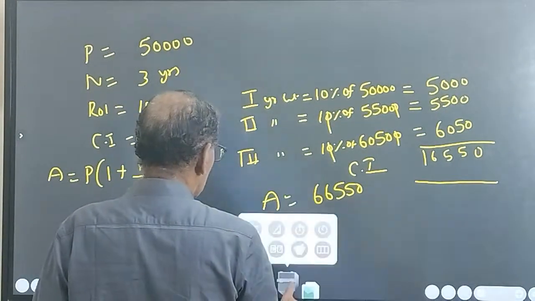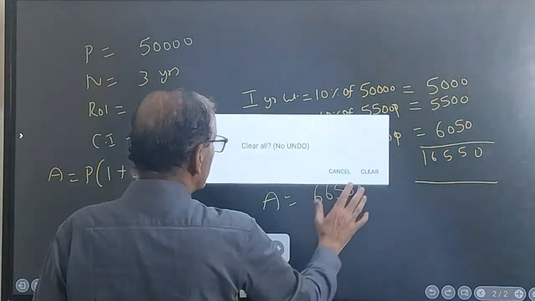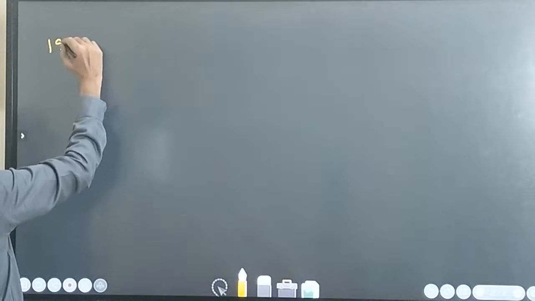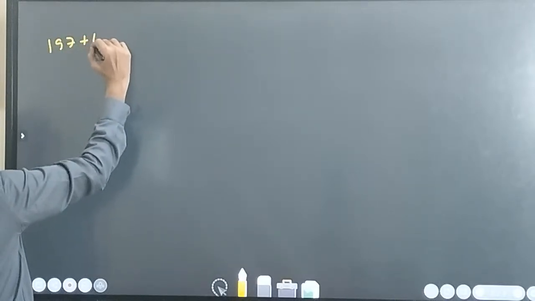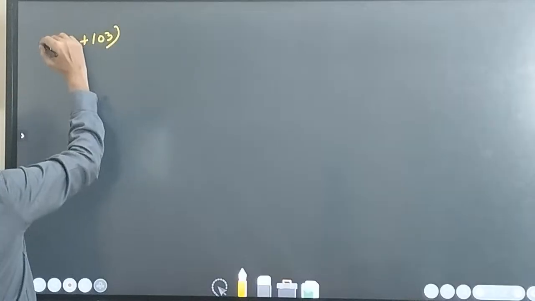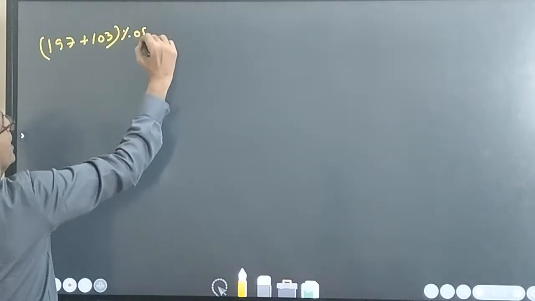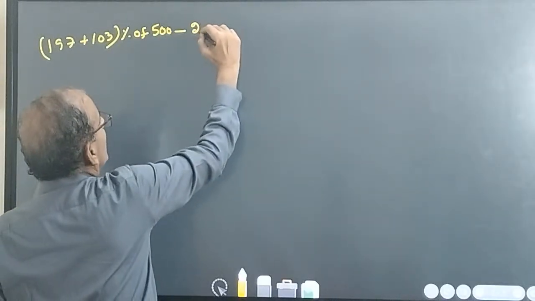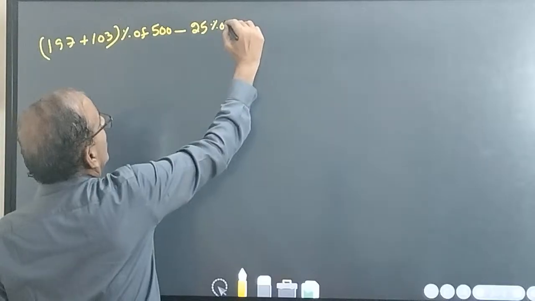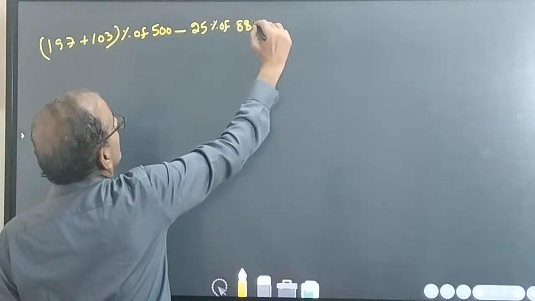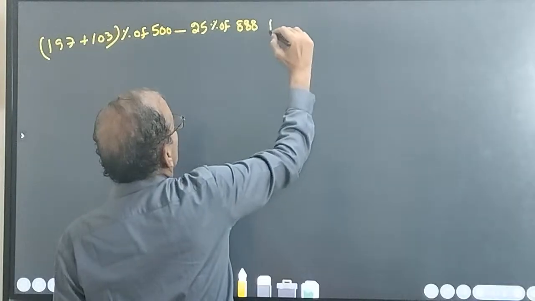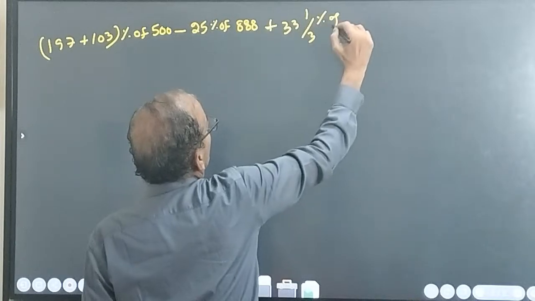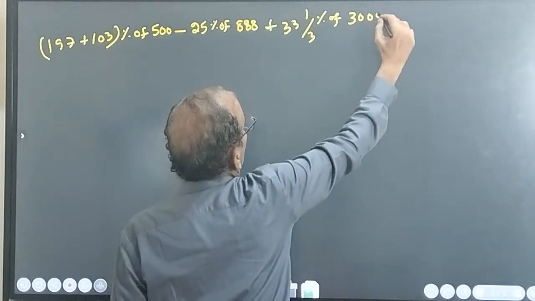Suppose a simplification question comes like this: 197 plus 103 percentage of 500, minus 25 percentage of 888, plus 33 1/3 percentage of 3000. How much?